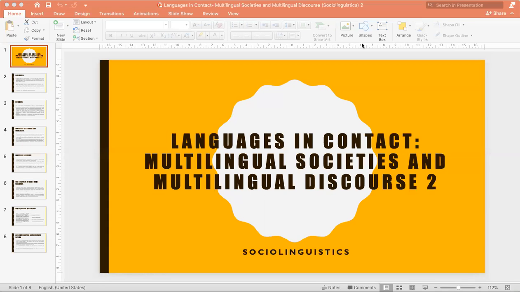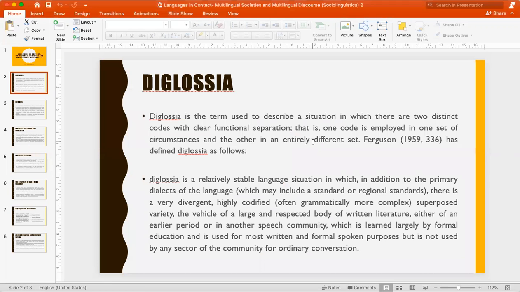Languages in contact, multilingual societies, and multilingual discourse. Phase two. Now we know about monoglossia, and then we go to diglossia. Diglossia is a term used to describe situations in which there are distinct codes with clear functional separations.